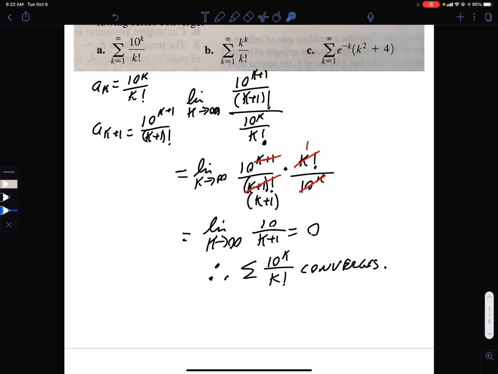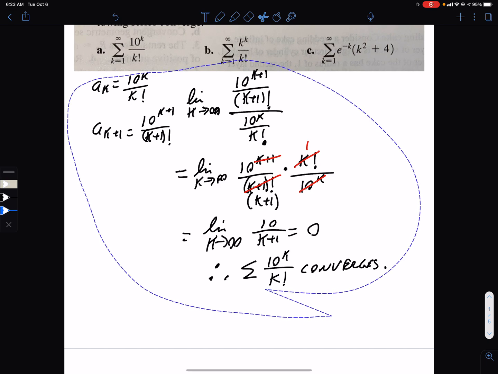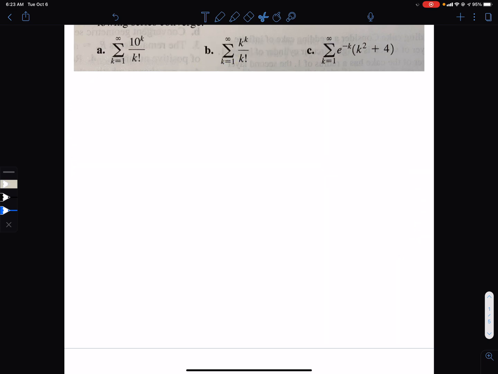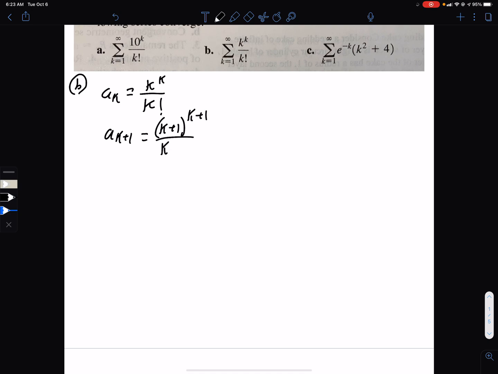All right, so we are going to continue. We're going to do another one. Let me erase this all, and we'll do part B. So for B, your a sub k is just k to the k over k factorial. And a sub k plus 1 is k plus 1 to the k plus 1 over k plus 1 factorial.